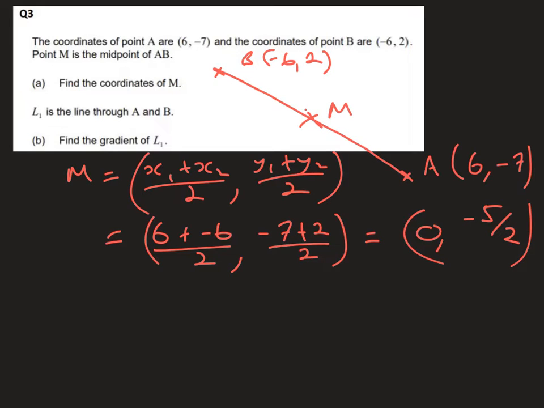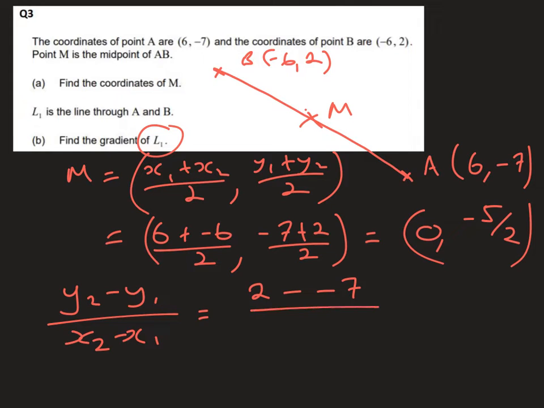L1 is a line through A and B, and we want to find the gradient of L1. Now, the gradient, again, obviously the formula we want to use for that is y2 minus y1 over x2 minus x1. So, again, if I have A is x1, y1, and B is x2, y2, y2 is going to be 2 minus y1, which is going to be minus 7, all over x2, which is going to be minus 6 minus x1, which is going to be 6.